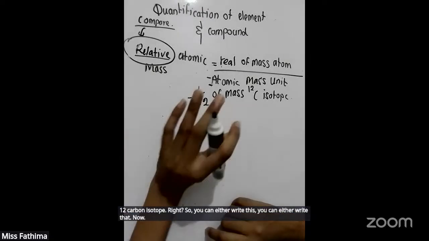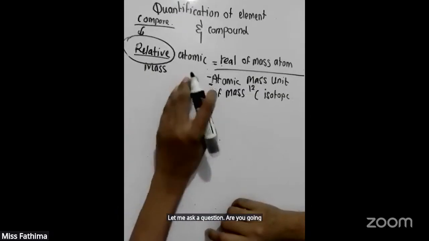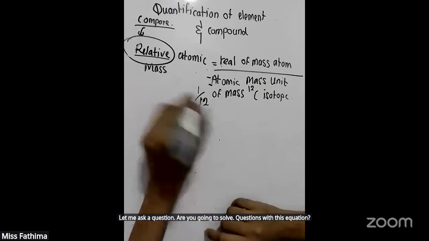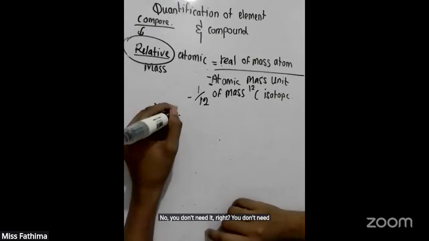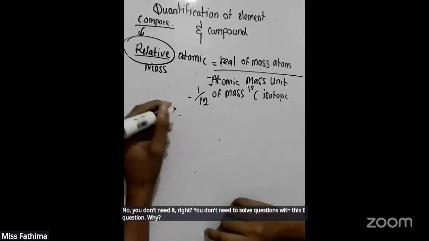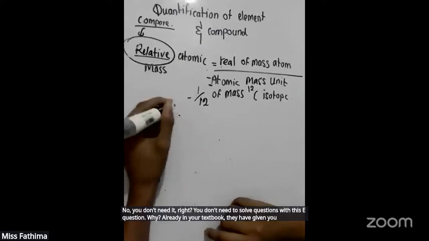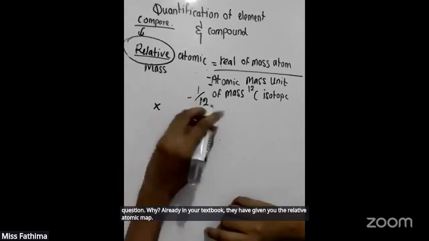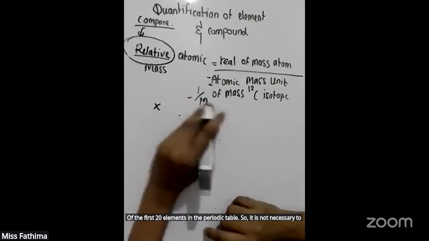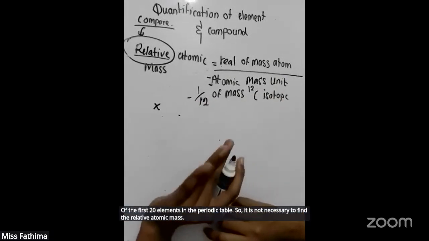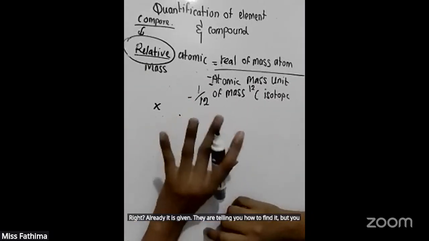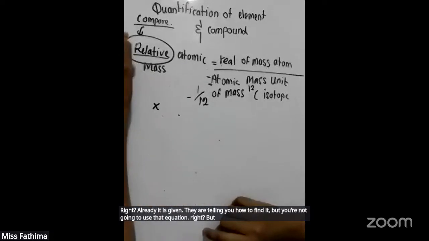Now, let me ask a question. Are you going to solve questions with this equation? No, you don't need it, right? Why? Already in your textbook, they have given you the relative atomic mass of the first 20 elements in the periodic table. So it is not necessary to find the relative atomic mass. Already it is given. They are telling you how to find it, but you're not going to use that equation. But you have to remember this equation.